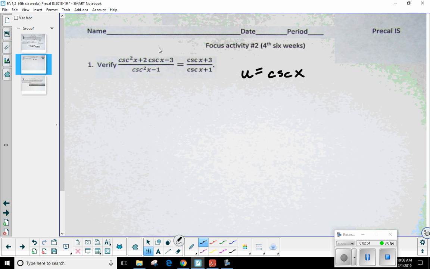So now I'm just going to replace every cosecant in the numerator with that. So cosecant squared of x would just be u squared plus 2 cosecant x plus 2u and then minus 3. Okay. So see how it just looks a lot nicer? Okay. Personally, I like to go ahead and work with the trig function, but if you like this, please go ahead and use it. Now, I want to factor this.